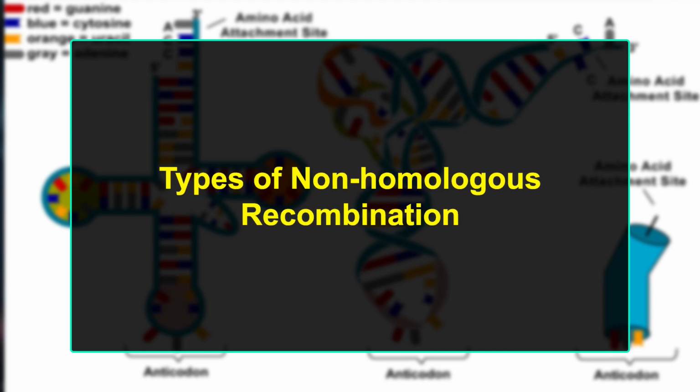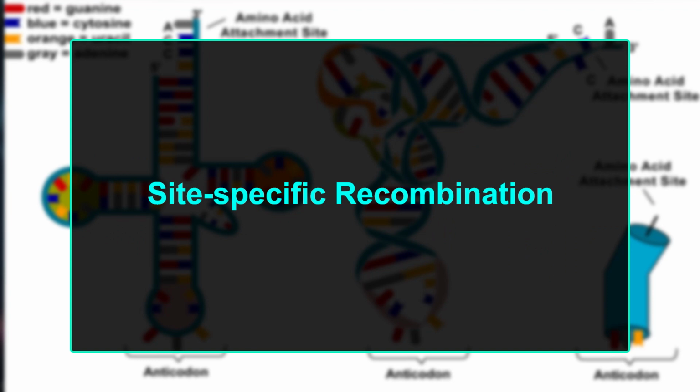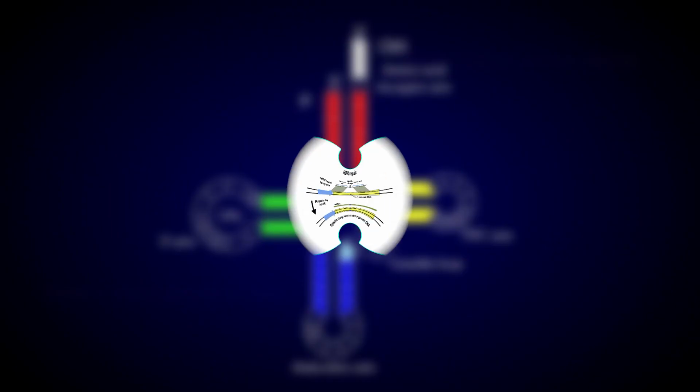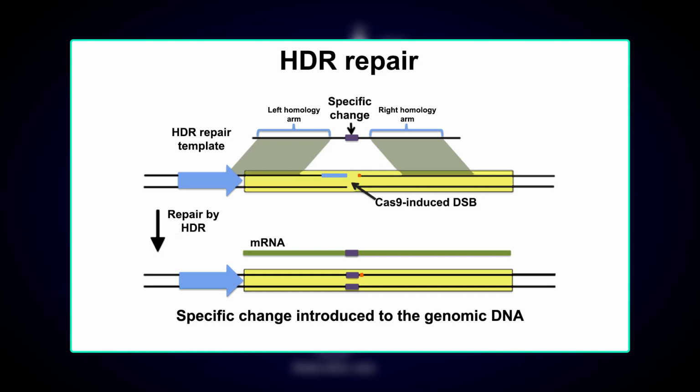Now let us discuss the types of non-homologous recombination. One is site-specific recombination. Site-specific recombination is a term used to describe a group of processes in which DNA molecules are rearranged by breaking and rejoining the strands at specific points. Site-specific recombination involves two short DNA sequences, or sites, which may be within the same molecule or in different molecules.